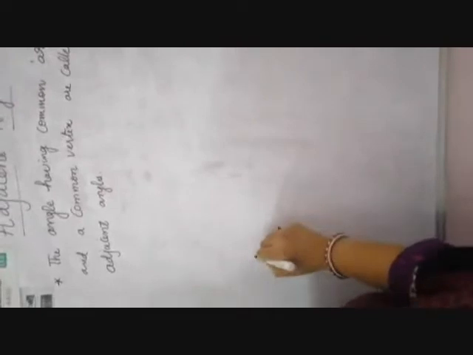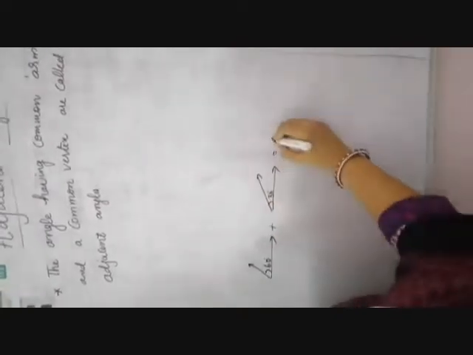Children, till now you have learned different types of angles. What is an angle? First of all, it's a combination of two different rays at a common vertex point, isn't it? And next we have learned about complementary angles. What are complementary angles? The sum of the two angles must be equal to 90 degrees, isn't it? It's nothing but your complementary angles. 60 plus 30 degrees, so 90 degrees.